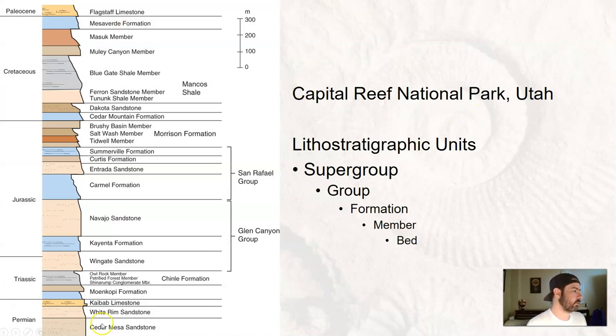So this is just a cross-section of Capitol Reef National Park in Utah, looking at the different lithostratigraphic units. If we collect groups together, that's known as a supergroup. We can break that up into groups. We can break groups up into formations. We can break formations into members. And we can break members up into beds. Remember individual beds that we can see with the bedding planes in between? We talked about that earlier.